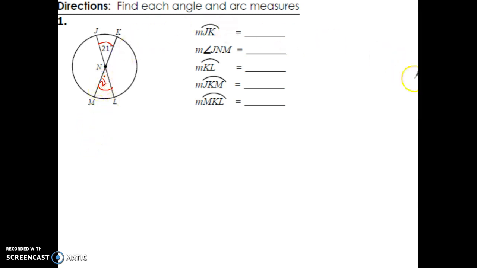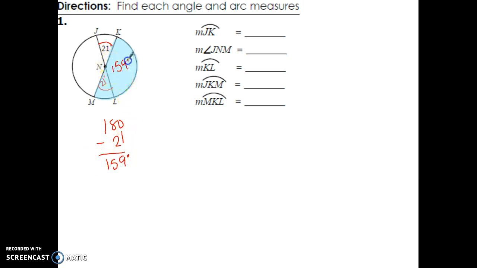For these, I also like to look for half circles. So we look at the circle for number one, we see a diameter straight across. We are seeing this half circle right here. So if an entire circle is 360 degrees, then this is half of that, which will be, of course, 180. So if KL and LM together are 180, then we can subtract 21 from it and get KL. So 180 minus 21, that will be 159 degrees. So that is 159 here.